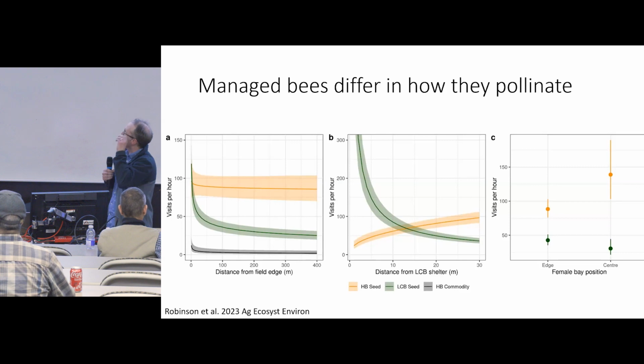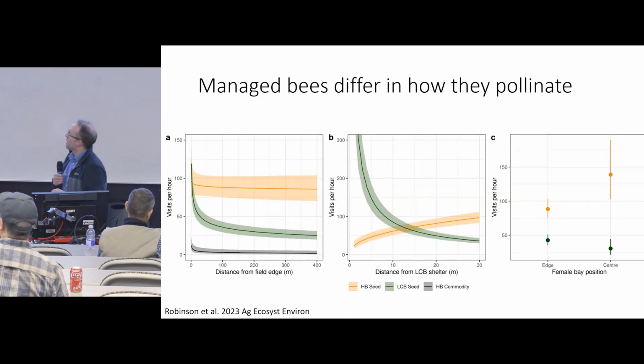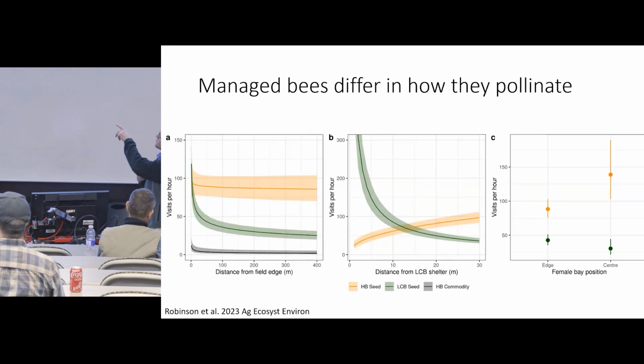leafcutter homes that were built. So they don't forage very far from where their nests are. And that's what's shown in the middle. So the distance from the leafcutter bee shelter, it declines quite rapidly. So they don't like to forage very far. They don't have the same recruitment that honeybees do. They don't dance to bring in more resources, more individuals.